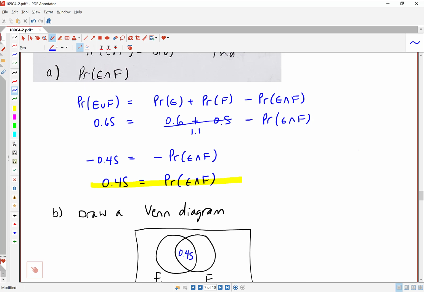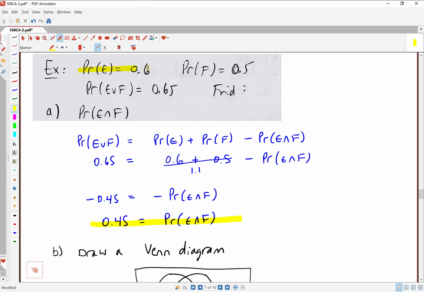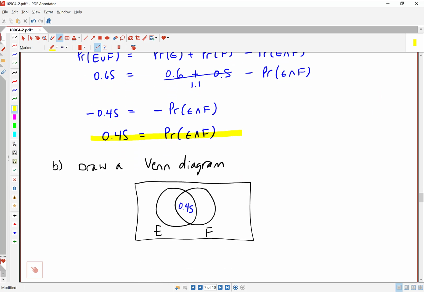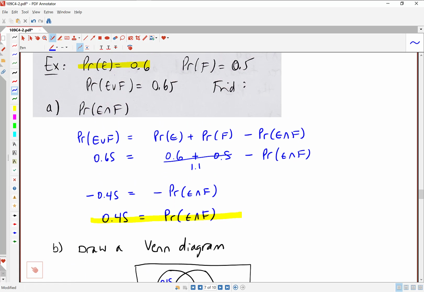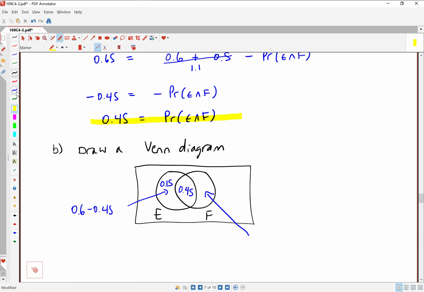We were told in the question that the probability of E is 0.6. So you want the entire circle for E to add up to 0.6. Therefore, this number here is going to have to be 0.6 minus the 0.45 that we've already accounted for. So that will have to be 0.15 so that everything in E adds up to 0.6. And in a similar way, we could figure out this probability here. We were told that probability of F is 0.5. So on the right-hand side of the circle for F, we get 0.5 minus the 0.45 that we've already accounted for. So that's 0.05 in that region there.